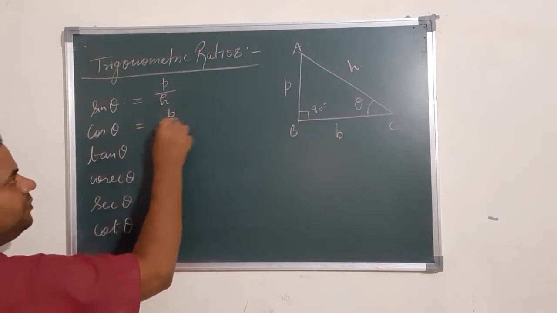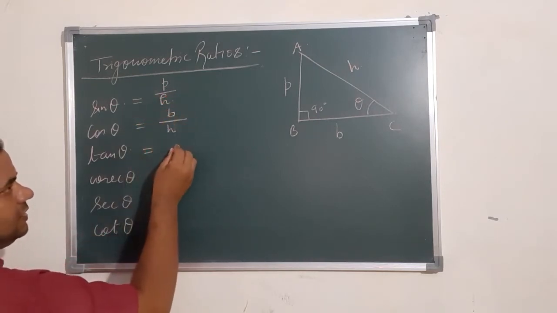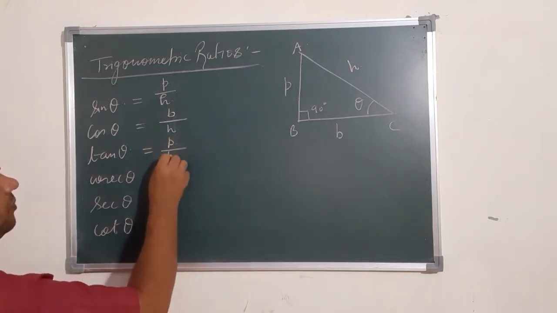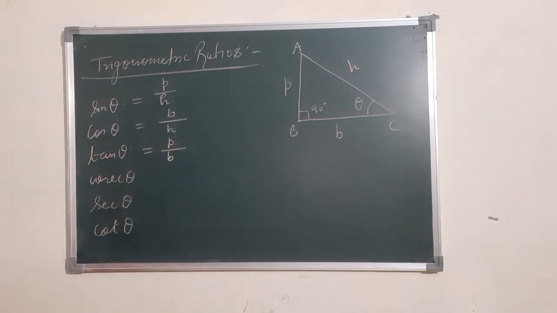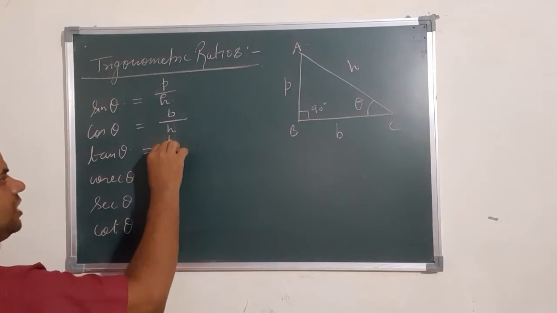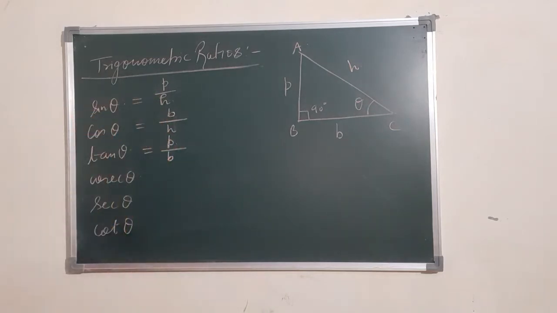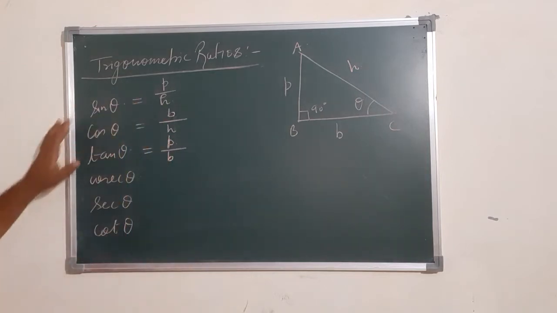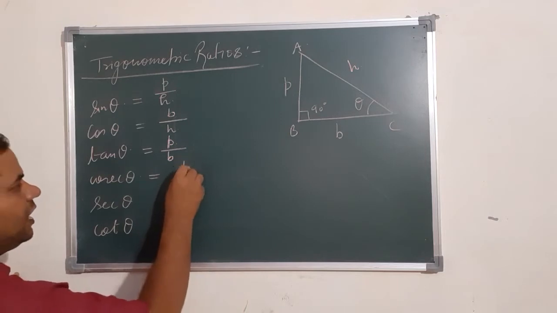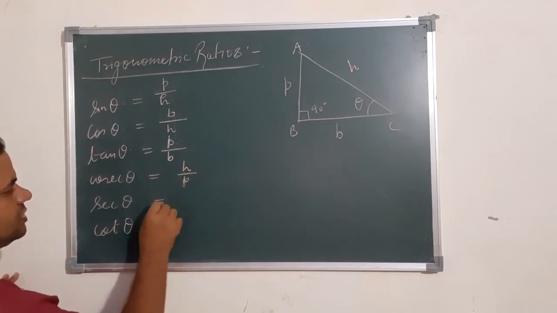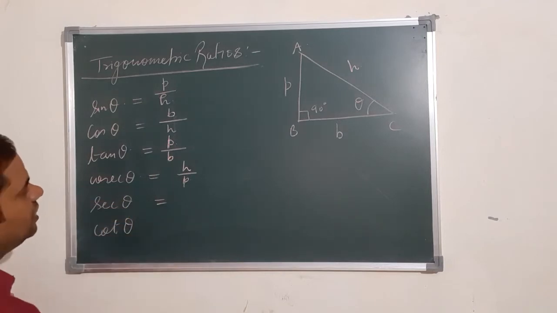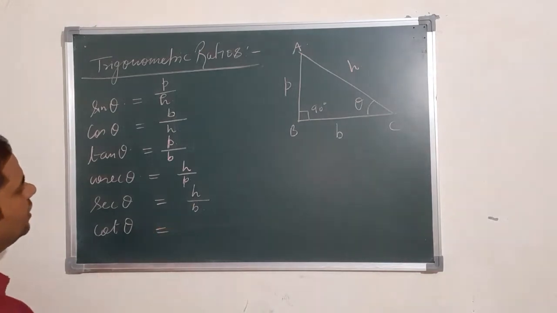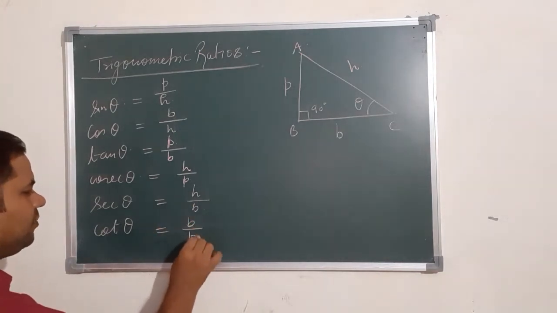cos theta is nothing but base upon hypotenuse. Tan theta is nothing but perpendicular upon base. And cosec theta is the reverse, the inverse of sin theta, so this is hypotenuse upon perpendicular. Sec theta is the reverse of cos theta, that is hypotenuse upon base, and this is cot theta, reverse of tan theta, which is base upon perpendicular.